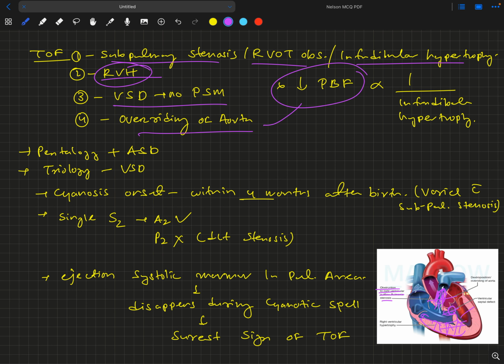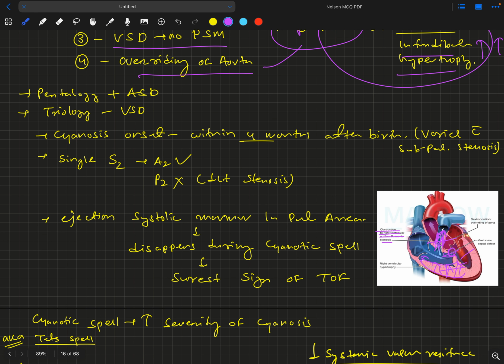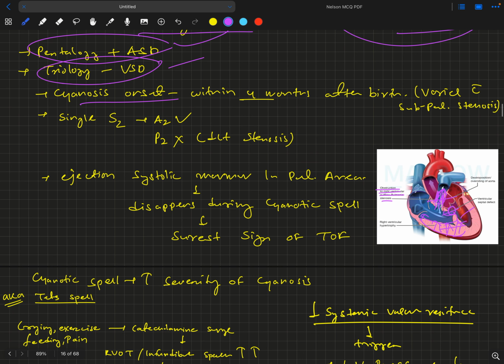Remember one thing: decreased pulmonary blood flow. Pulmonary blood flow is inversely proportional to infundibular hypertrophy or subpulmonary stenosis. As the infundibular hypertrophy increases or pulmonary stenosis increases, there will be decreased pulmonary blood flow. In another condition we have pentalogy of Fallot, just add ASD. Instead, trilogy of Fallot, just eliminate VSD. So this is pentalogy and trilogy of Fallot. Cyanosis at onset within 4 months after birth varies with subpulmonary stenosis. So within 4 months of birth, the baby will present with cyanosis in case of tetralogy of Fallot.